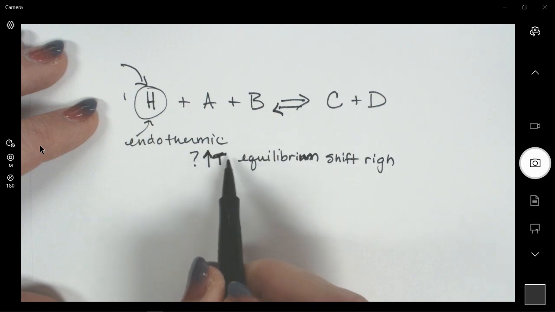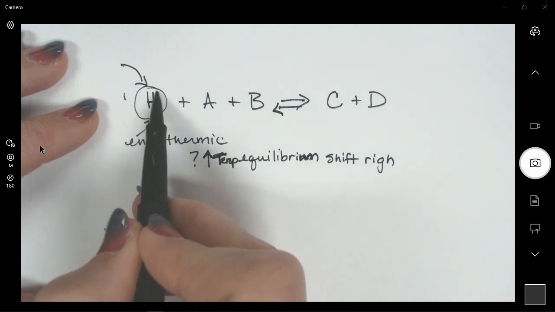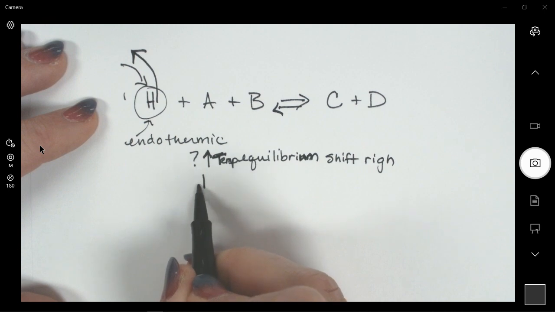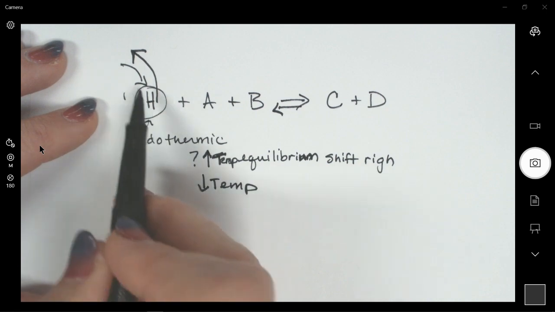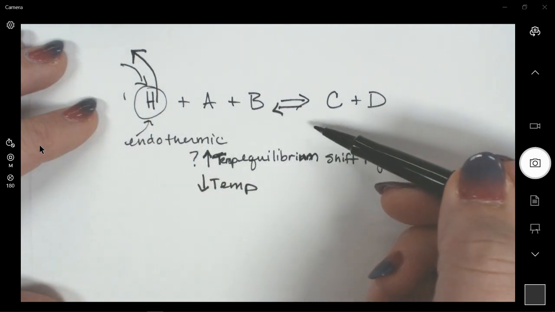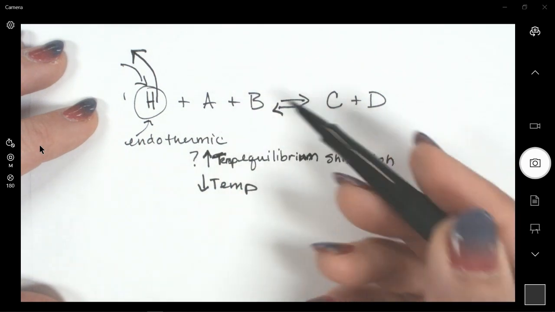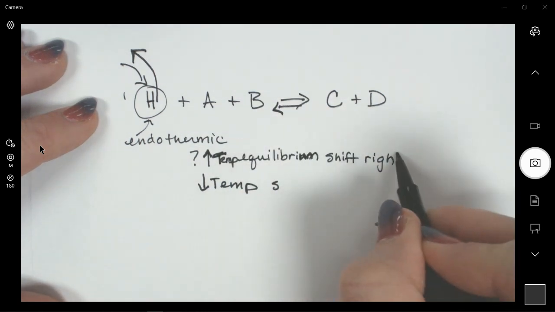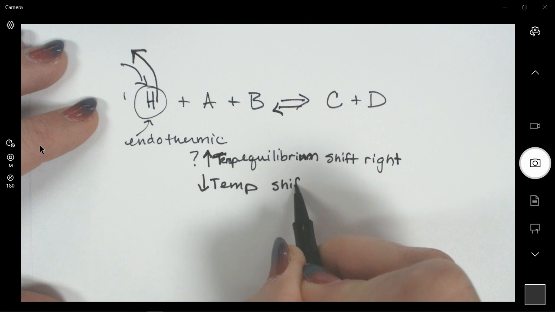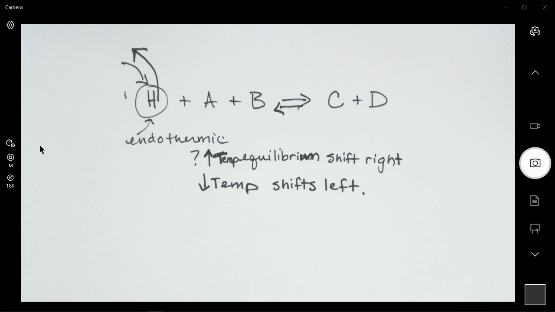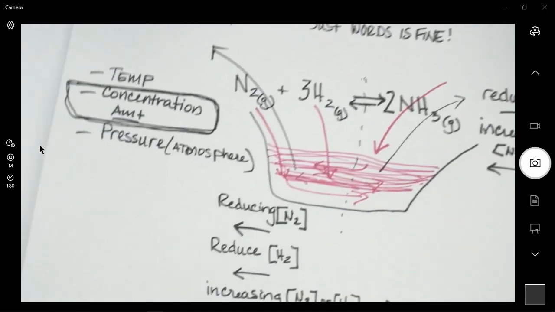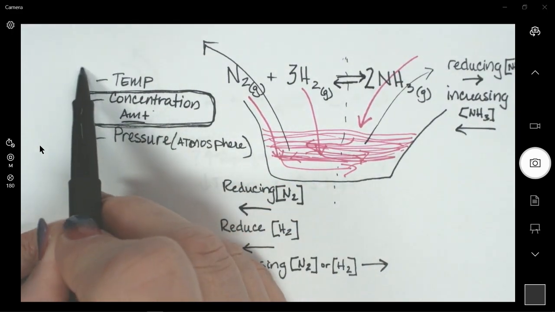Right? You increase the temperature. If I decrease the temperature, that's like taking ketchup out of that side, and the equilibrium will shift to fill that back in. Shifts left. Does this make sense to you guys? Yeah. Awesome. So we have handled concentration and temperature.